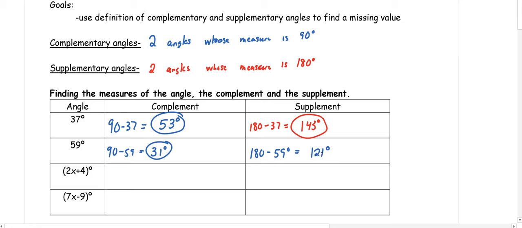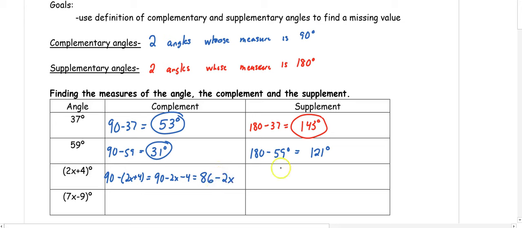When our angle has a variable in it, it's the same thing, and then we're going to distribute and combine like terms. So to find the complement, it would be 90 minus parenthesis 2x plus 4. I need to distribute that negative in, so I get 90 minus 2x minus 4, and combine like terms. So 90 minus 4 is 86 minus 2x.